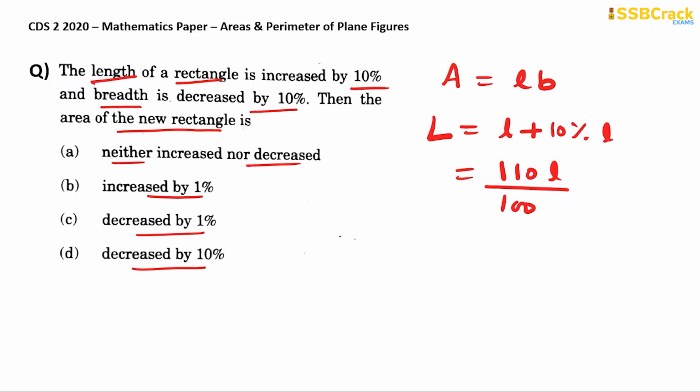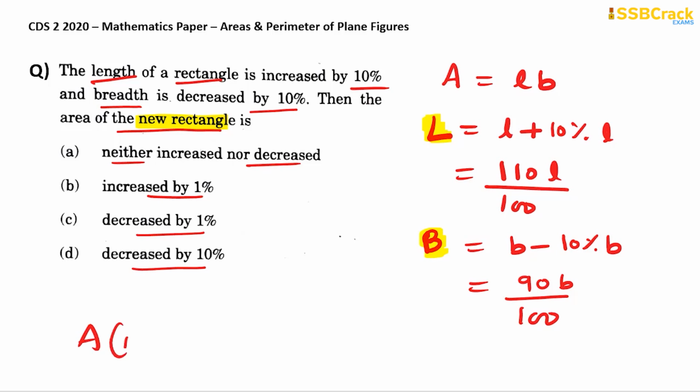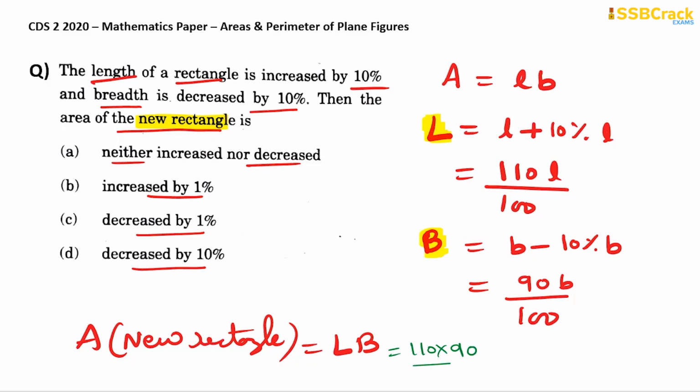So similarly the breadth is decreased by 10%. So it will be small b minus 10% of small b decrease, so it will be 90b upon 100. So we have obtained here now for the new rectangle the length capital L and the breadth capital B. So we can write the area A for the new rectangle. For the new rectangle the area will be capital L into capital B. So what it shall be? It shall be 110 multiplied by 90 upon 100 into 100 into L into B. Did you note it? So this is the new area.